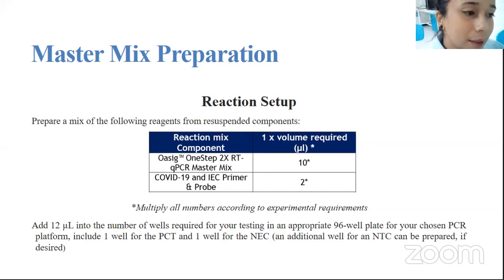If you have more than 1 sample, for example 10 samples, then you will multiply 10 with 10, which will be 100 microliters for 10 samples. That is for the qPCR master mix. And for the primer and probe mix, that would be 20 microliters. You will add both of these into 1 tube and then take 12 microliters of this and add to 1 well for 1 sample. So let's proceed with the video.